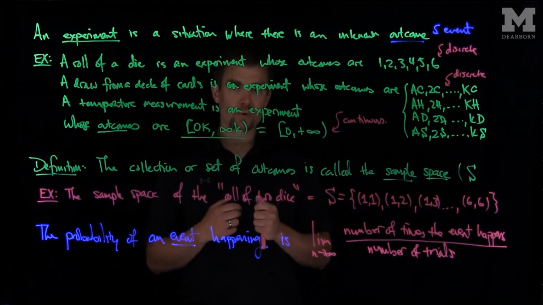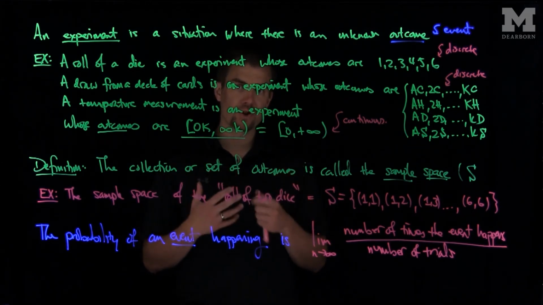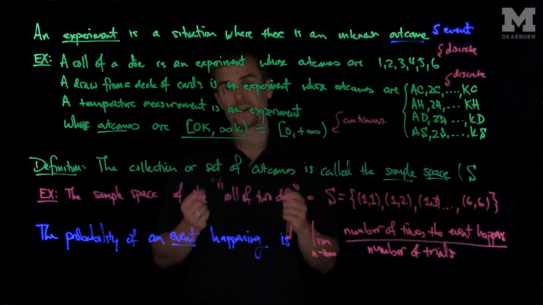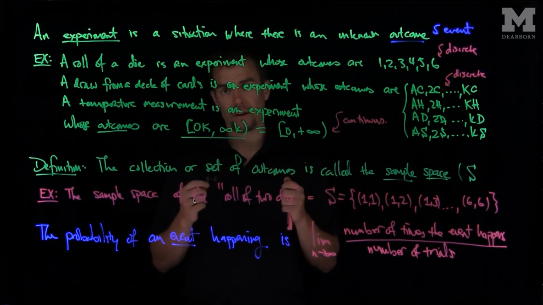So in future videos, in future discussions, we'll talk about this definition of probability in terms of a limit over the total number of events, where the number of experiments is very large.